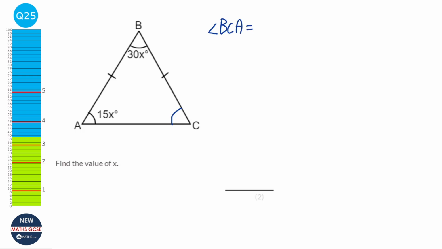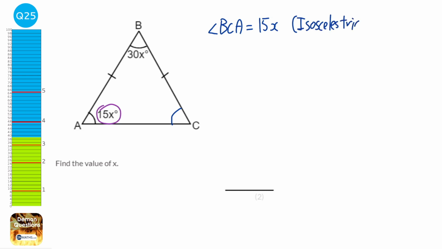And the way of working this out is it's going to be the same as what BAC is, because the bottom two angles in an isosceles, when it's pointed up, are equal. So this is also going to be 15x. Make sure you state the reason. So it's an isosceles triangle.